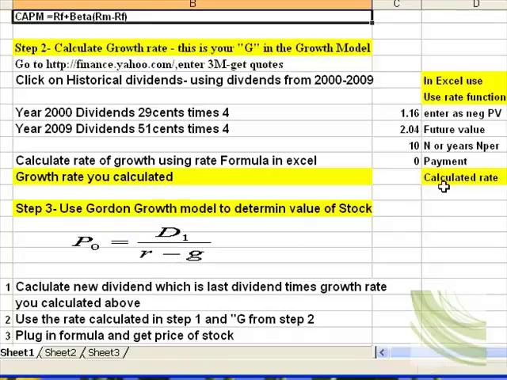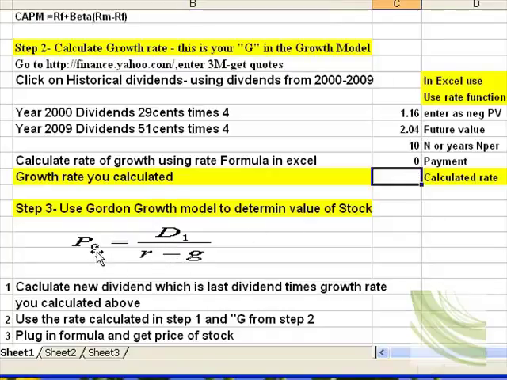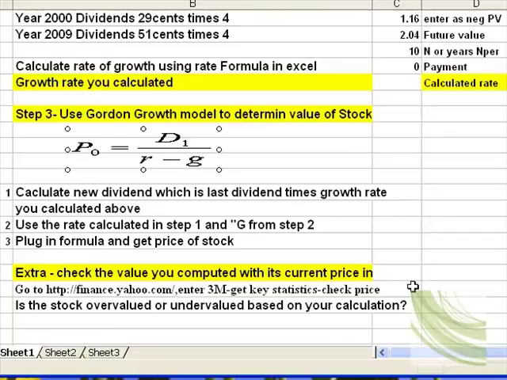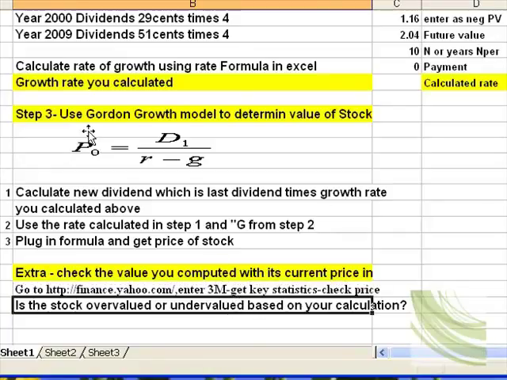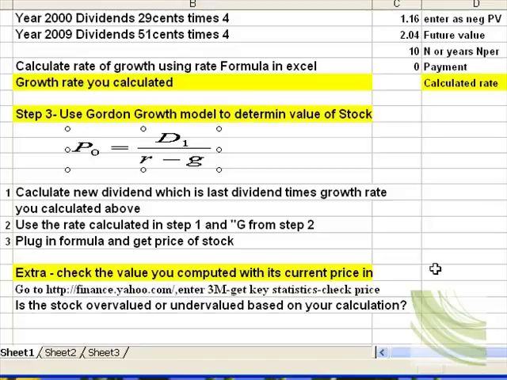Take the rate minus the growth rate you calculated here to determine the price, and that's how you're going to calculate it. And the last step is you go to finance.yahoo, enter 3M, click on key statistics, and you can check the price of the stock and see the price that you came up with and see if it is the correct price. Is it overvalued or undervalued? And I hope this is clear.